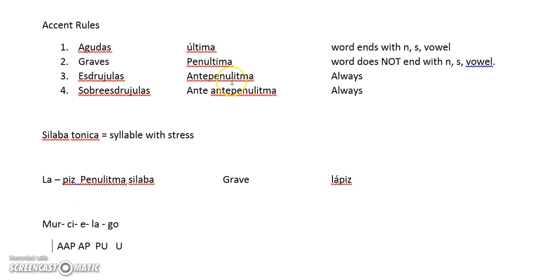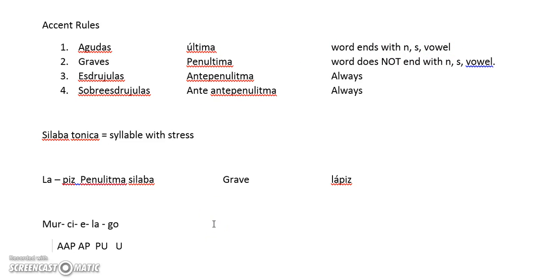If the third or the fourth to the last one is stressed, it is always an accent mark. If the second to the last one is stressed, then you need to look at the end of the word. If it does not end with an N, S, or a vowel, there's an accent mark. If the last syllable of the word is stressed and the word does end with an N, S, or a vowel, then you need an accent mark in that syllable.